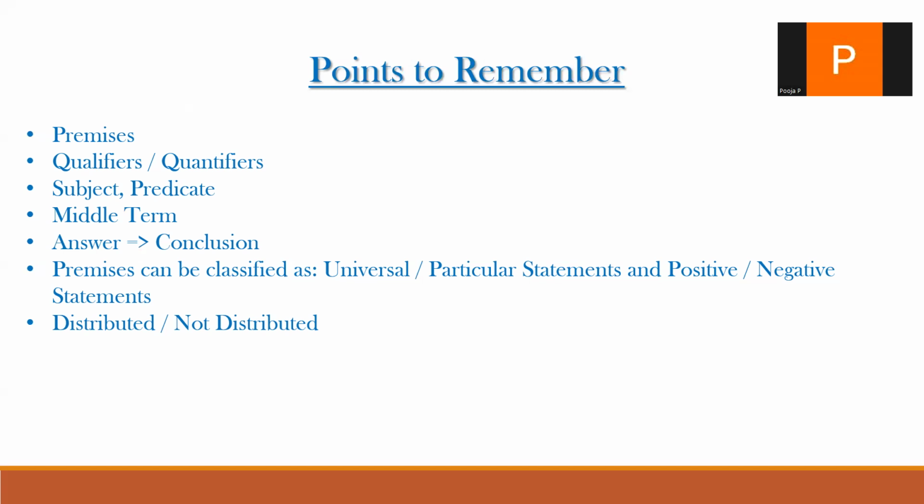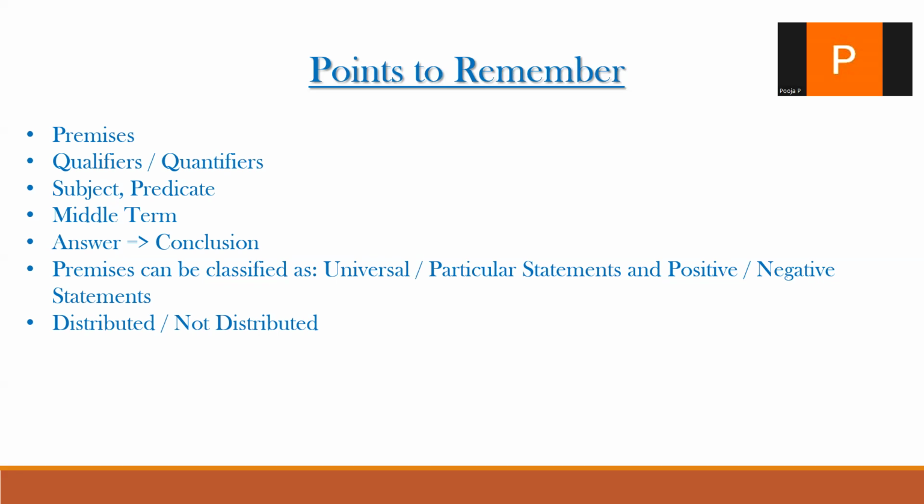The next thing is premises can be classified as universal or particular statements, and positive or negative statements. When we talk about universal, we mean premises which start with the word all or synonyms of all, such as every, and so on. When we talk about particular statements, we are talking about those premises which start with some, few, many. That is giving you an idea that it is not the complete thing, but a part of the thing. That is particular. Something which gives you an idea that it is a complete set being involved becomes a universal statement.